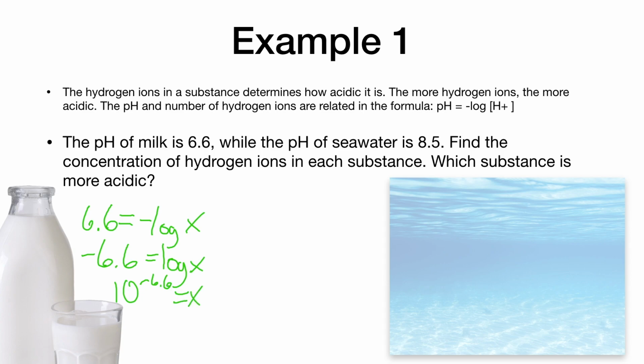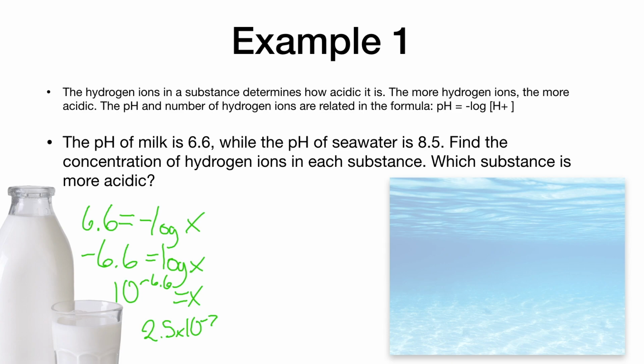And then I'll just put that into a calculator, because I don't know about you, but I do not know what 10 to the negative 6.6 is off the top of my head. I don't want to have to figure it out. So instead, I'm just going to say this. And so the answer ends up being 2.5 times 10 to the negative 7. If you're looking, your calculator says E negative 7. What that means is it's scientific notation, meaning 10 to the negative 7th. Just understand that.